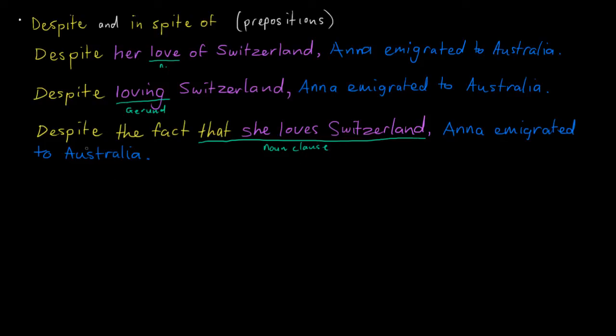I should say that a noun clause is when you have that followed by subject and verb. So that's essentially a noun. So noun, noun, and noun, even though they are in different forms. So the point being, after despite, you want to have a noun. And that goes for in spite of as well.